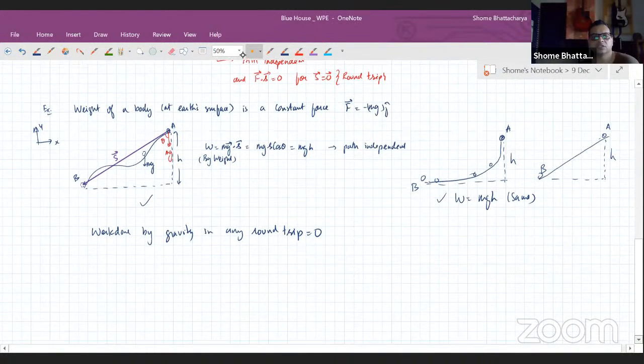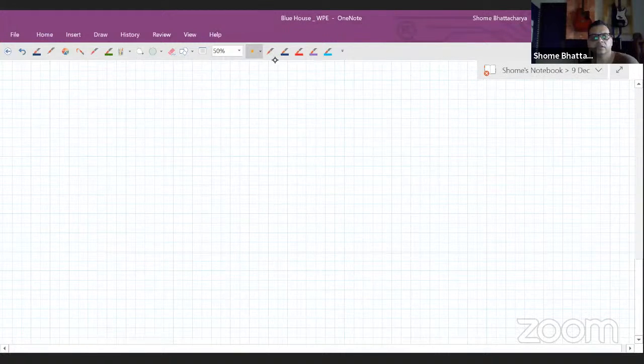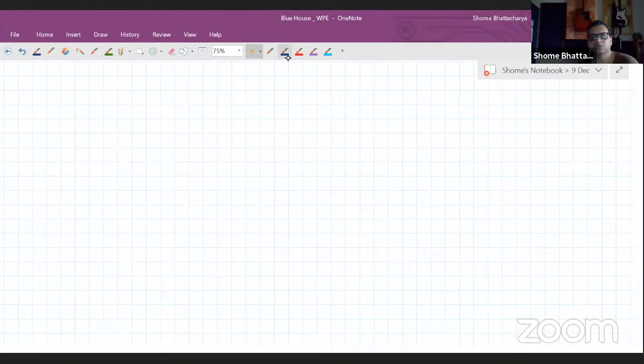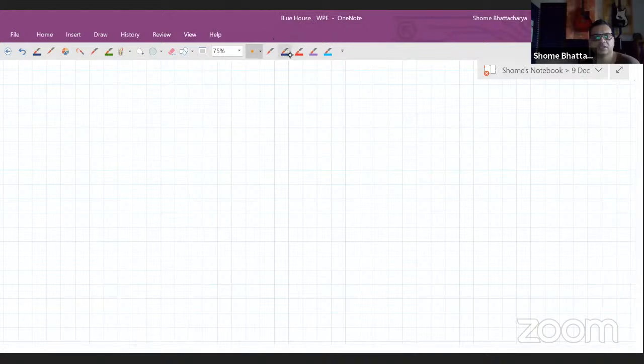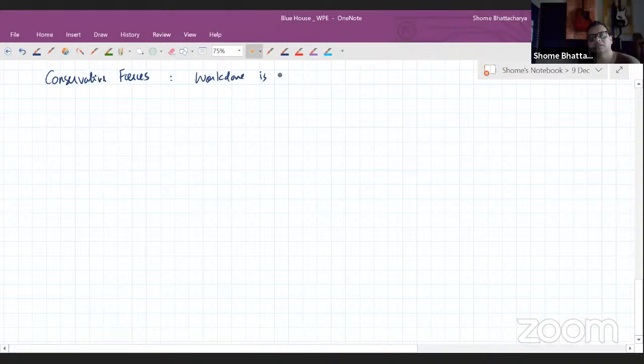So while all constant forces are conservative, it need not be that every conservative force has to be constant. There are variable forces also which can be conservative. So conservative forces, the definition being that the work done is path independent. Or a stronger way to check this is that the work done in a round trip must be zero.